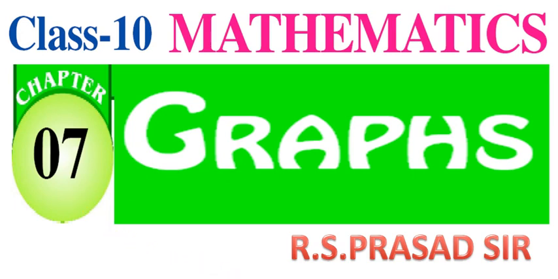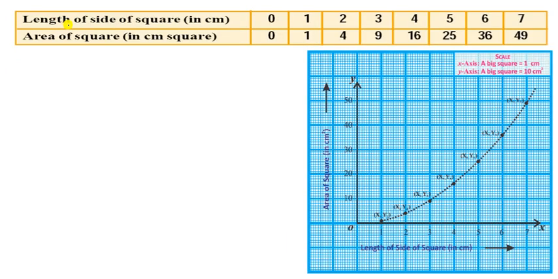Today I will start your chapter number 7, that is the graph. Let us start with what will be in your graph. You can see here, the length of the side of a square in centimeters is given, and the area of a square in centimeter square is also given. Let us see what will happen. It is the equation y is equal to x square. This is the area and it is your side.